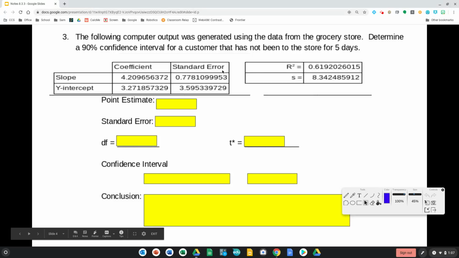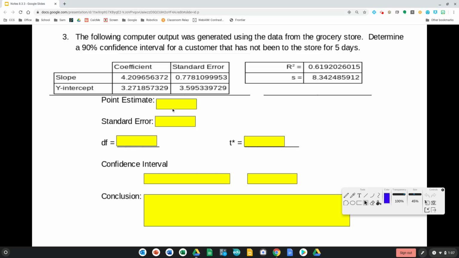So here are the values that we would get from our grocery store data that we've seen before. It's laid out a little bit differently than the information on Google Sheets, but all that we need is right there. So if we're going to make a 90% confidence interval for how many items a person is going to purchase if they've not been to the store for 5 days, where would we start? What would our point estimate be?